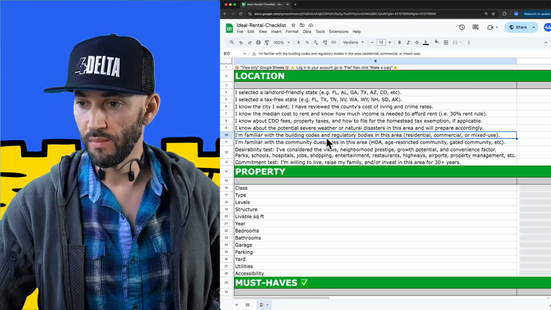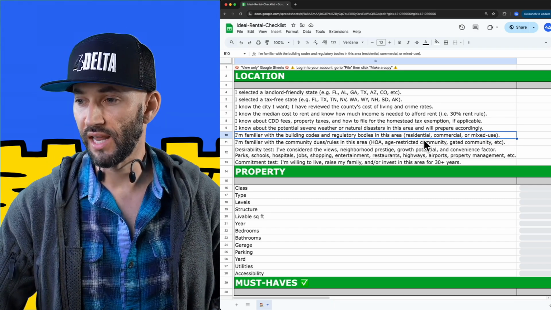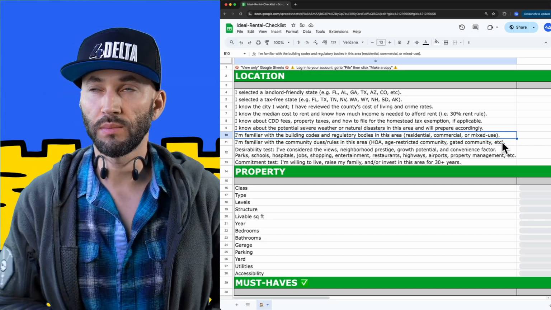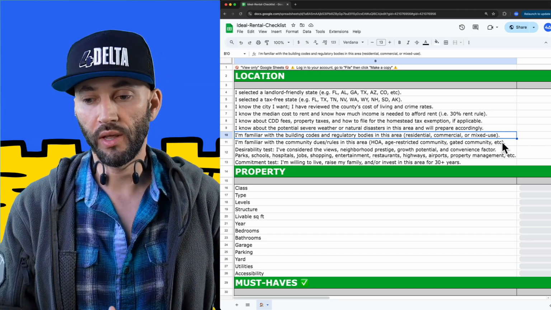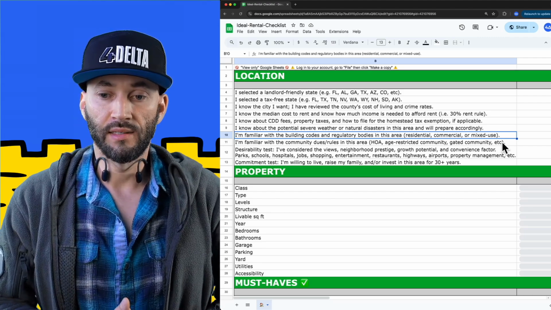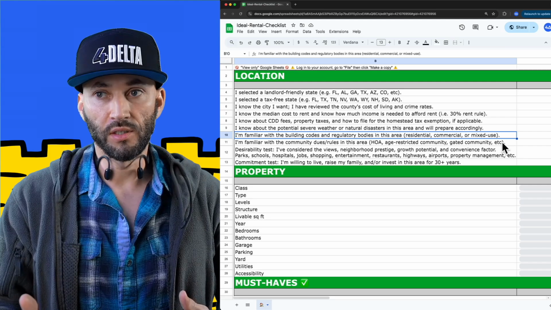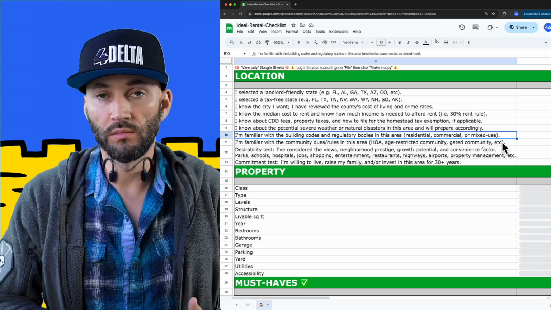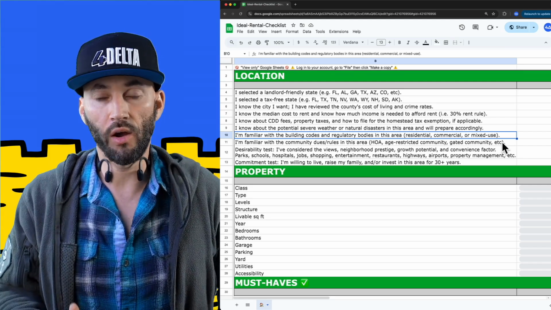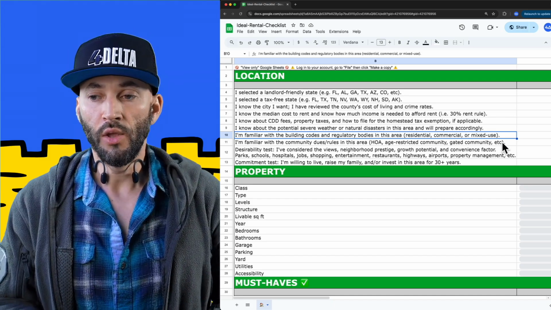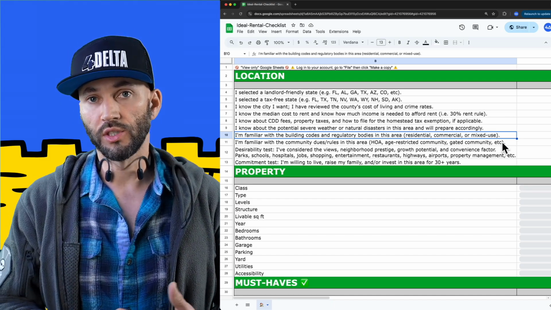I'm familiar with the building codes and regulatory bodies in the area: residential, commercial, mixed use. This makes me think, because I built an auxiliary dwelling unit. It's an apartment, and I learned about the zoning just because other people are building these apartments, and you're like, oh, I want to add one to increase the rents and have another unit. You may not be able to do that depending on the zoning.